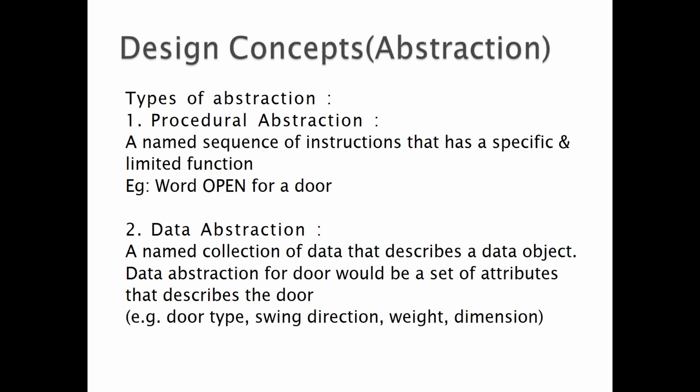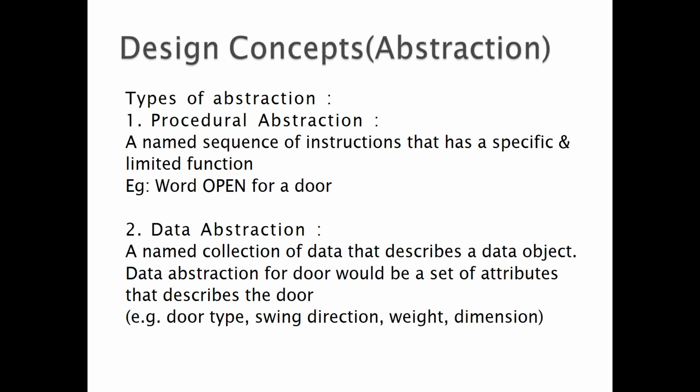Now the door can be a wooden door. It can be an aluminium door. It can be a metallic door. It can be a glass door, right? So it might have different dimensions. It might have different weights. So once you write a particular specification, you don't mention what type of door is going to be implemented. You only mention the word door.